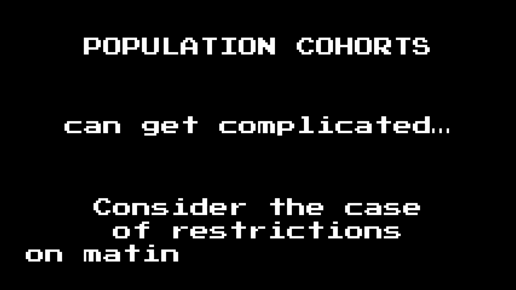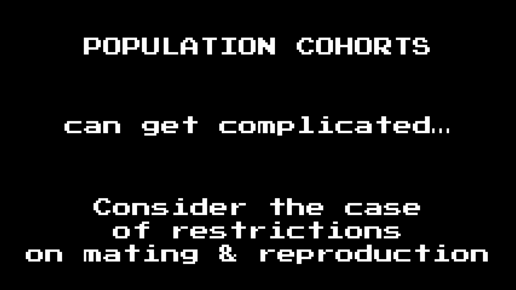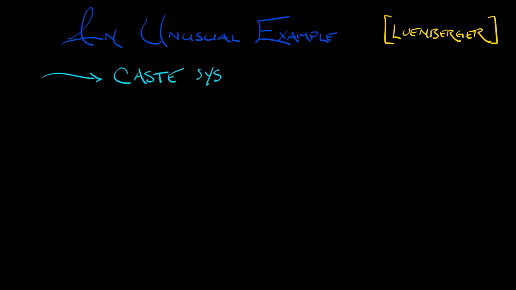Population cohorts can get quite complicated. Consider the following case where we're going to restrict mating and reproduction. This is an unusual example that I learned about in the old text by Leuenberger. This is modeling a particular caste system that is recorded to have been in place in a particular American Indian tribe, the Natchez tribe. And here's the way it worked.